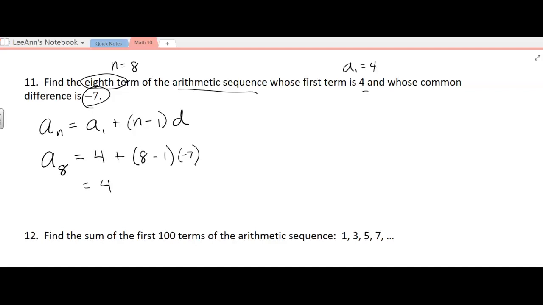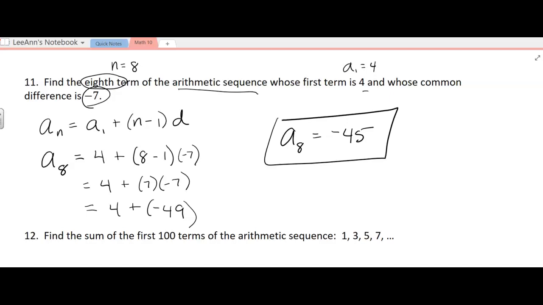So a little bit of math. 4 plus parentheses, which is 7, times negative 7. So we have 4 plus a negative 49. What's that? Negative 45? So a sub 8 is negative 45. Now, if you really wanted to check that, you could start at 4 and keep subtracting 7, do that like 7 times, right? And you would get negative 45.